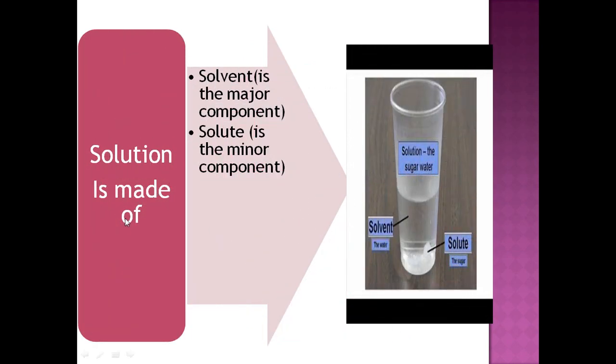Okay, what about solution? How can you make solution? You can get some sugar and a lot of water, right? So which one is found with a smaller percentage? Yes, the sugar. But which one is found with a higher percentage? Excellent, this is water. So we call water the solvent. The solvent is the major component. Major means that it's found in higher percentage. What about the solute? This is the minor component. Minor means it's found with a lower percentage.